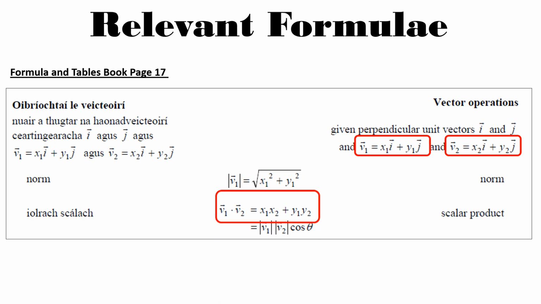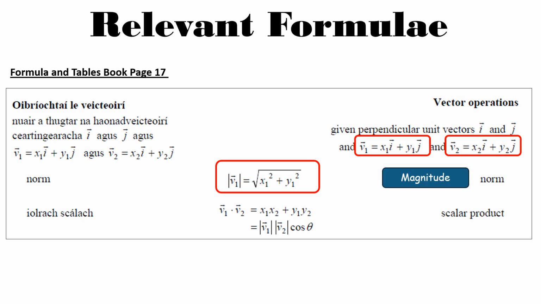So then we have this formula here, and that's called the norm. Now what we refer to that as is the magnitude. So there's our formula for magnitude. It is just a rearrangement of Pythagoras, but it's good to know that we have that explicitly in our log tables. We also have this piece here, which is called scalar product, which we refer to as dot product.